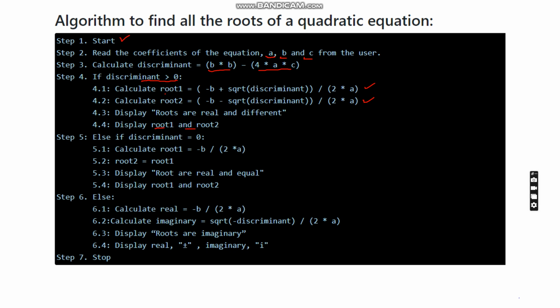Display root 1 and root 2. This is the first case. This is the second case: whenever the discriminant value is 0, at that time we are saying that both the roots are equal here. First of all, I am calculating the root 1.